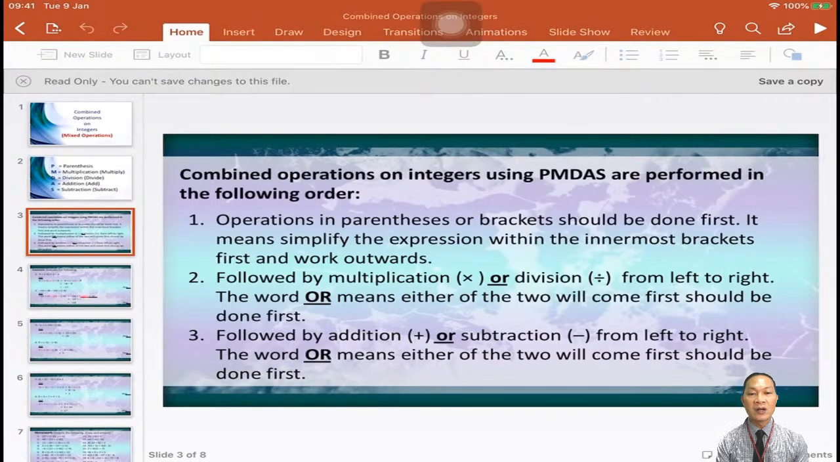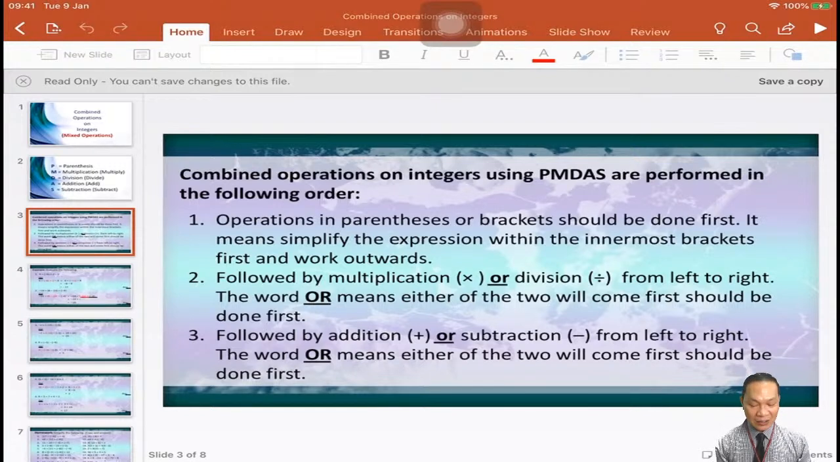Parentheses, then you have your M, your D, your A and your S. So that is how we do the action of PMDAS, all right? Your M is just like McDonald's.